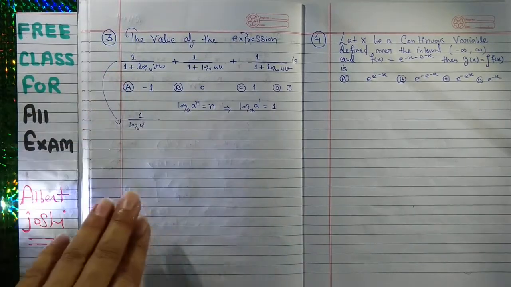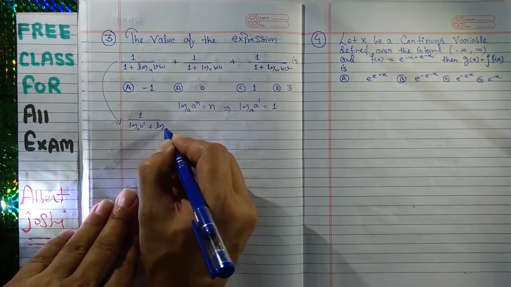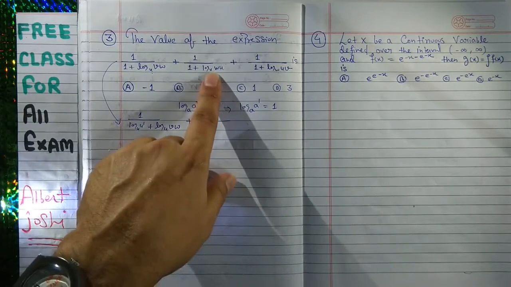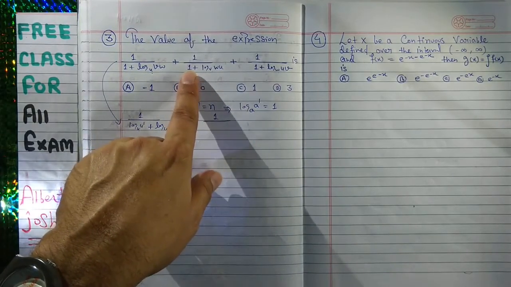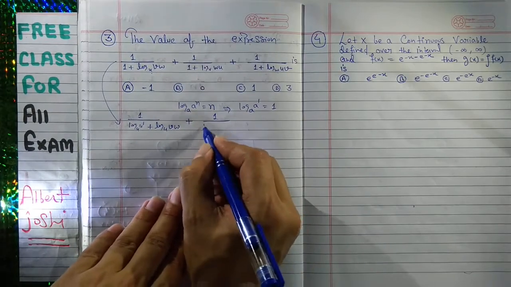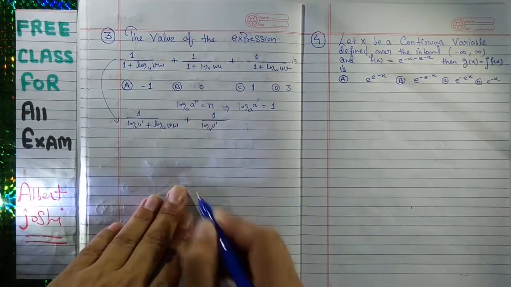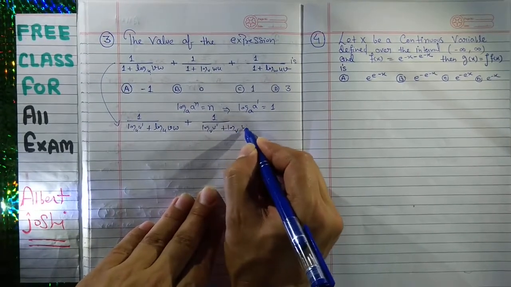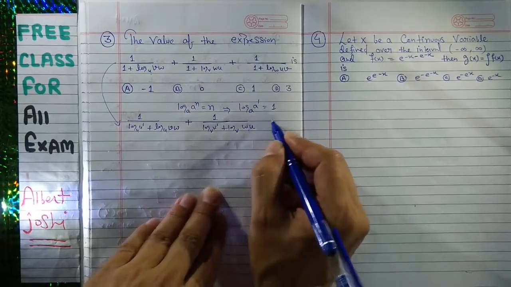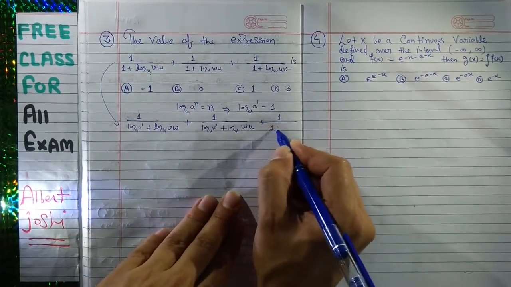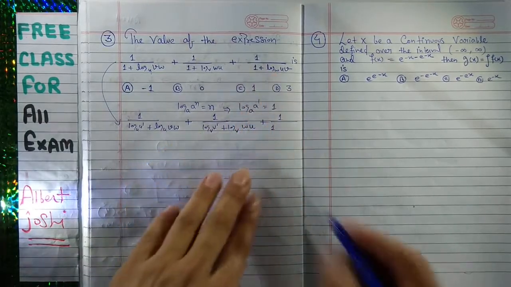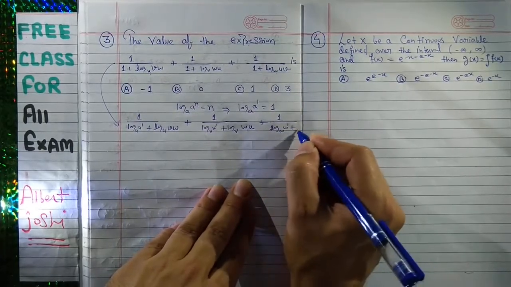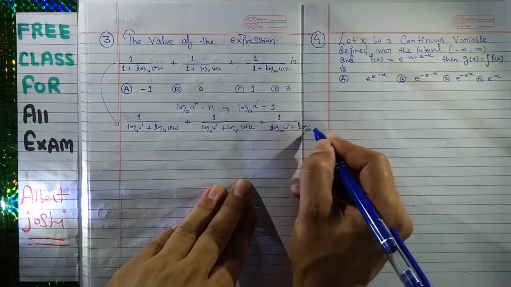So that is the same: 1 plus log u base vw, plus 1 upon, now here the base is v. So again we will write 1 as log v base v, plus log v base wu, plus 1 upon 1, that is 1. In place of 1 we will write log w base w, plus log w base uv.